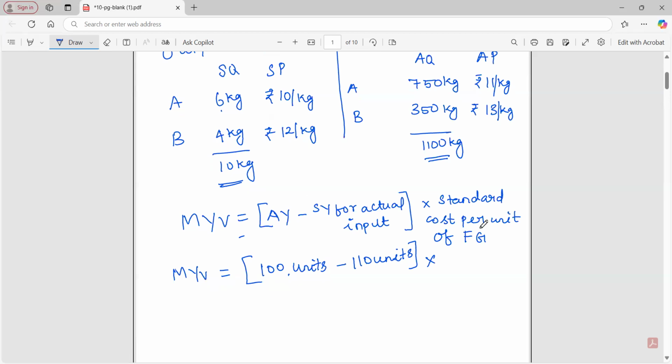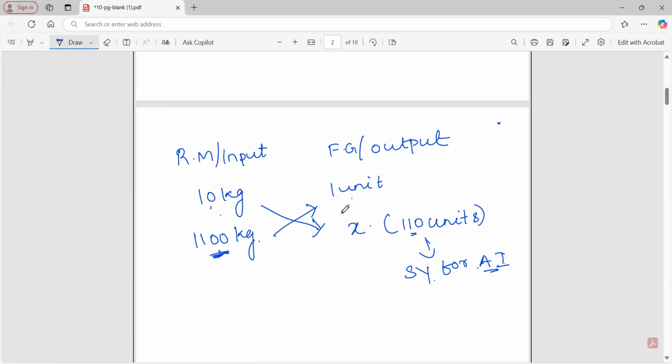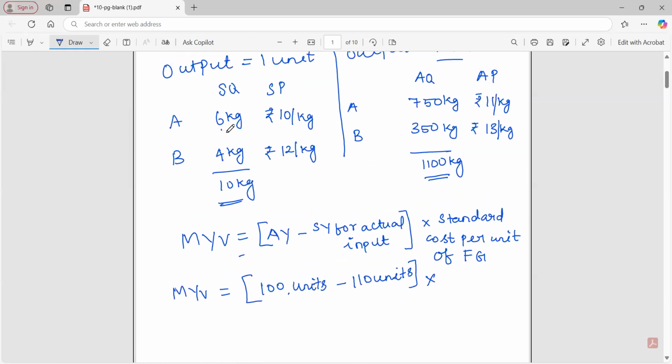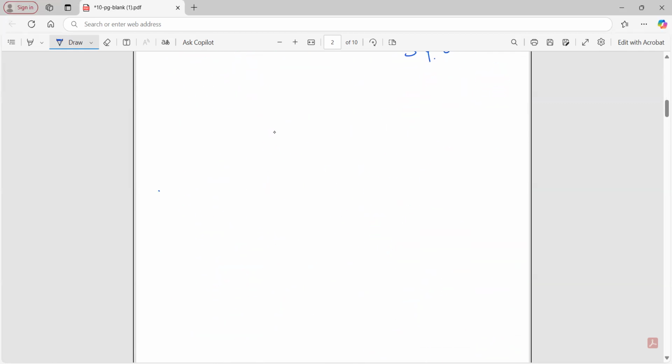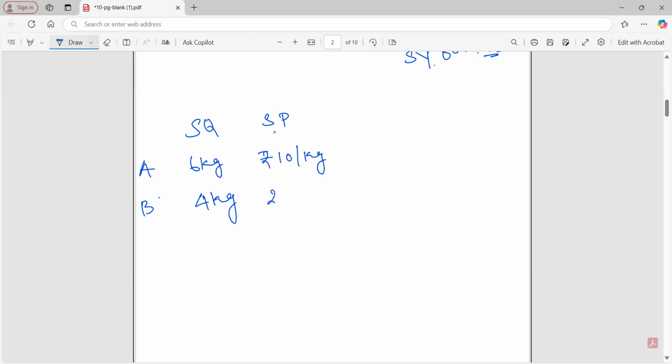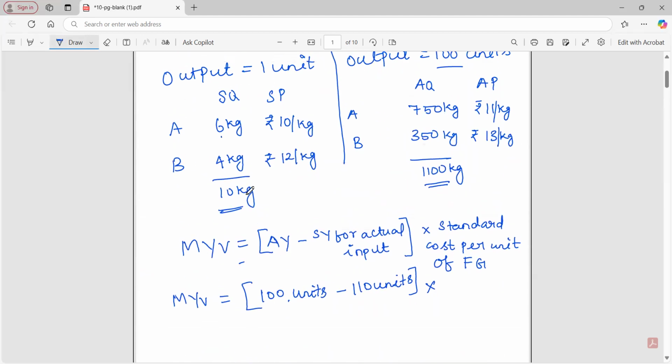Now listen, let's see how to calculate the standard cost. Here our plan is to use 6 kg of raw material A, and we plan to purchase it at 10 rupees per kg. So my standard quantity for material A is 6 kg and for material B it is 4 kg, right? What is my standard price for material A? It is 10 rupees per kg, and the standard price for material B is 12 per kg. So I have just pulled out these data from here. Okay.